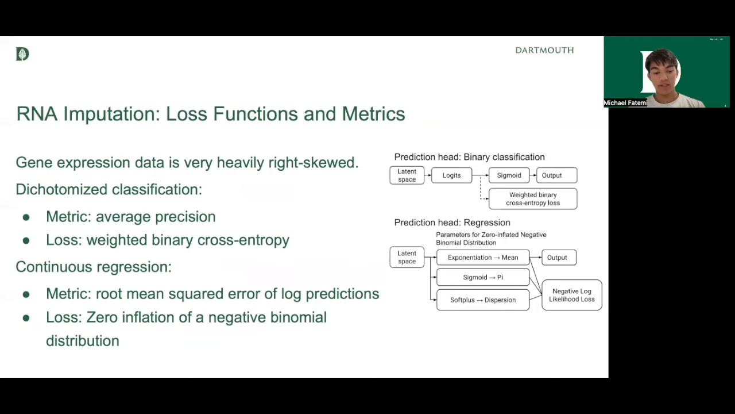For continuous regression, we use root mean squared error of log predictions as the metric, which means that we'll know relatively how incorrect the model was rather than absolutely, which is more relevant here. And for the loss function, we can model the gene expression distribution as a negative binomial distribution, and we can use zero inflation to make a model that can take into account genes that are only present in specific parts of the Visium data.